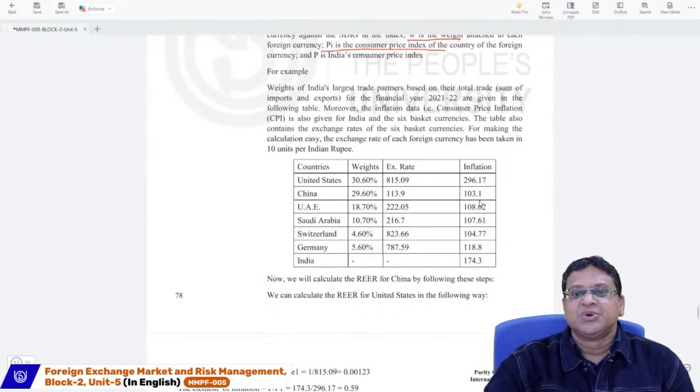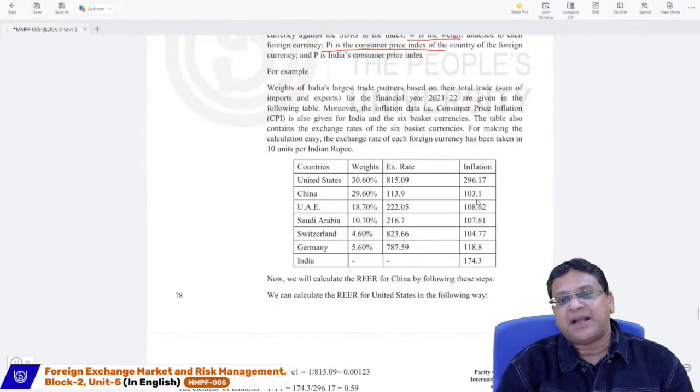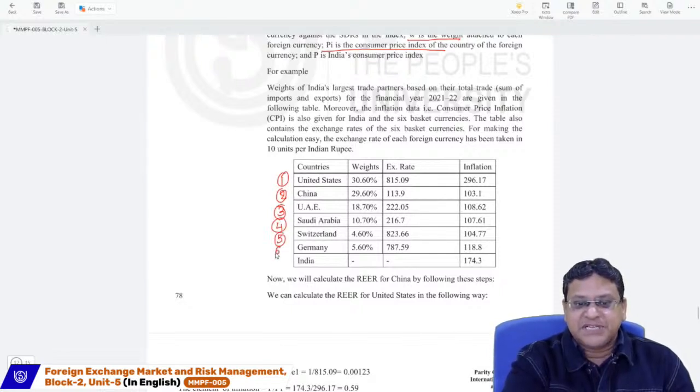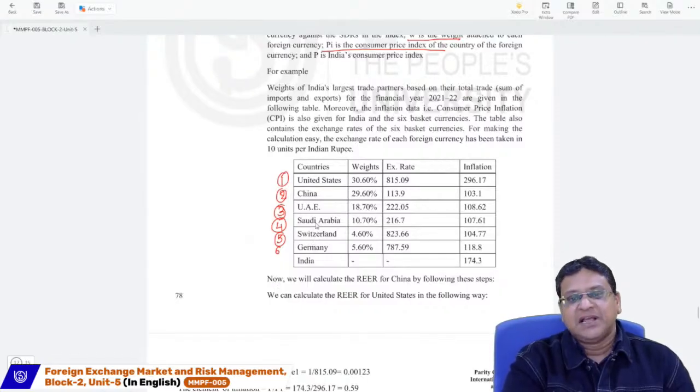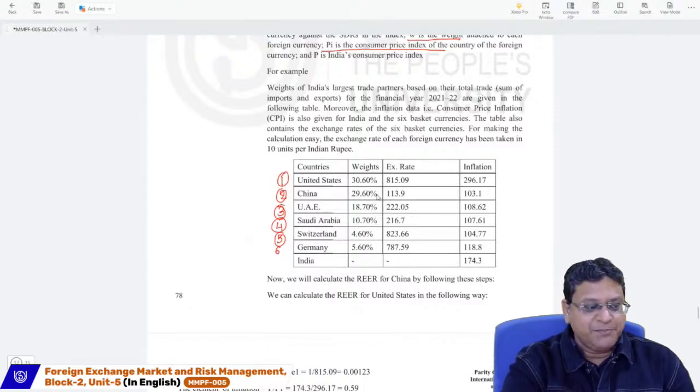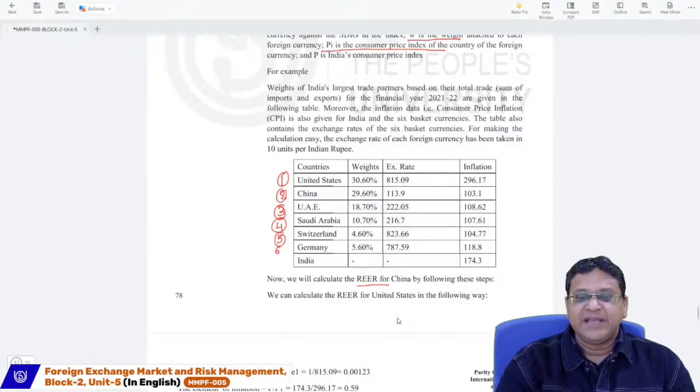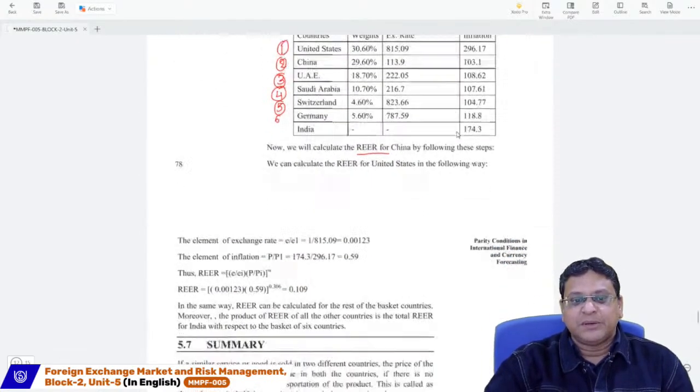These are the countries with which India has trading partnership: US, China, UAE. This is the basket. India's basket consists of these currencies, the basket currencies. And what is the weight? 30.60 is the weight of US, China 29.60, and this is 18.70. Saudi Arabia, Switzerland, and so on. The exchange rate and inflation rate are given, and we have to calculate RIR for India, for US, for China.